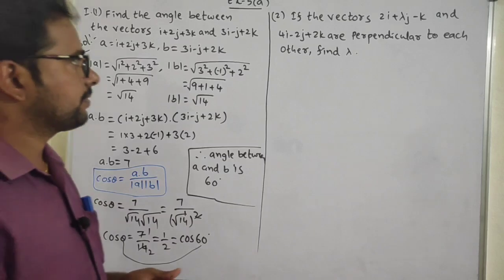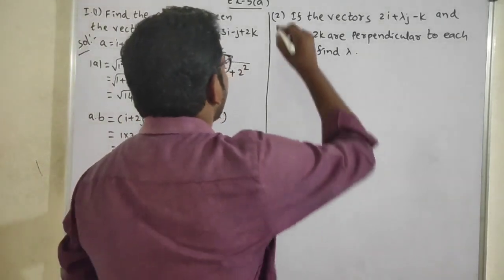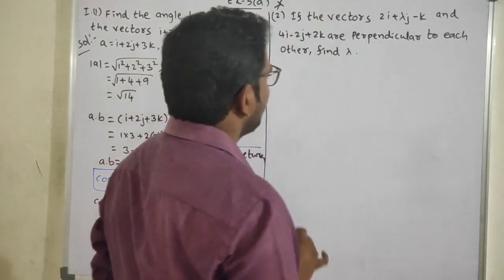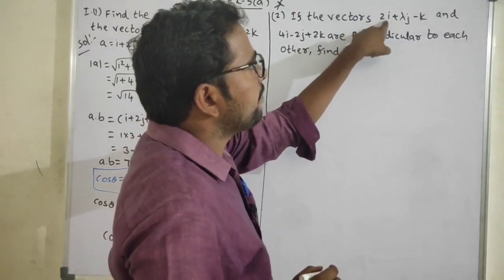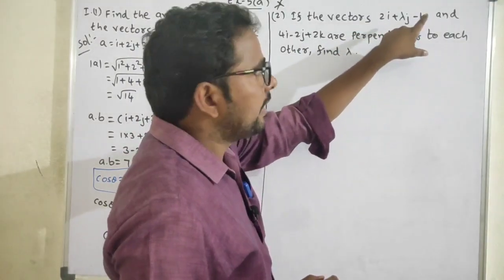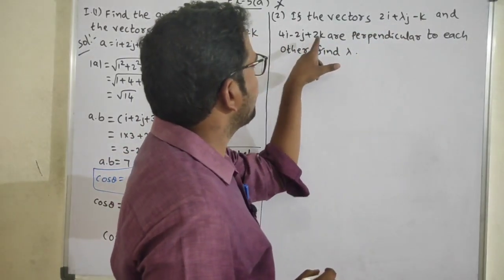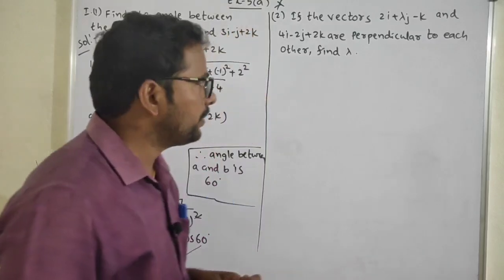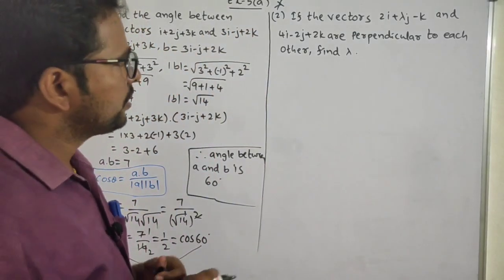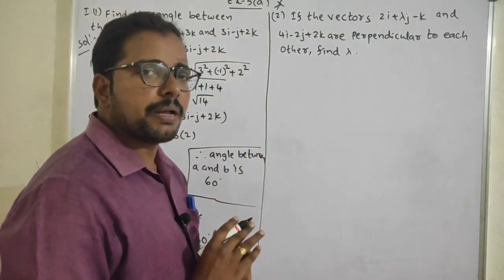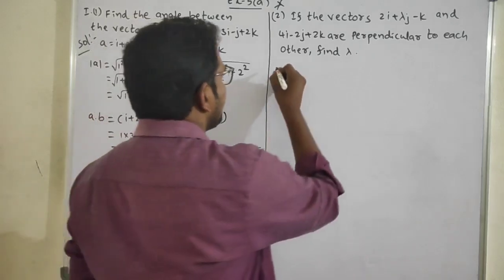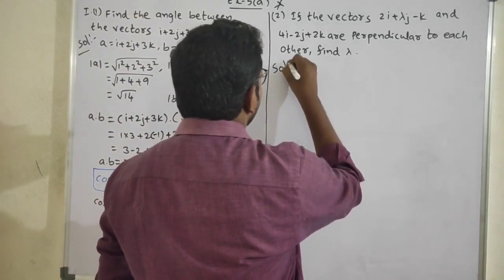Okay? Now the second one. These are very important 2 marks questions. If the vectors 2i plus lambda j minus k and 4i minus 2j plus 2k are perpendicular to each other, find lambda. So given two vectors are perpendicular to each other. So we know the perpendicular condition.